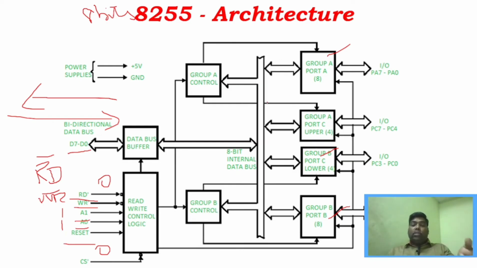I repeat this once again. This A0, A1 is used to select the ports. Which port do we have to select? Port A, port B or port C, right? And it will also select the control word register. So these ports will be selected based upon A0, A1.